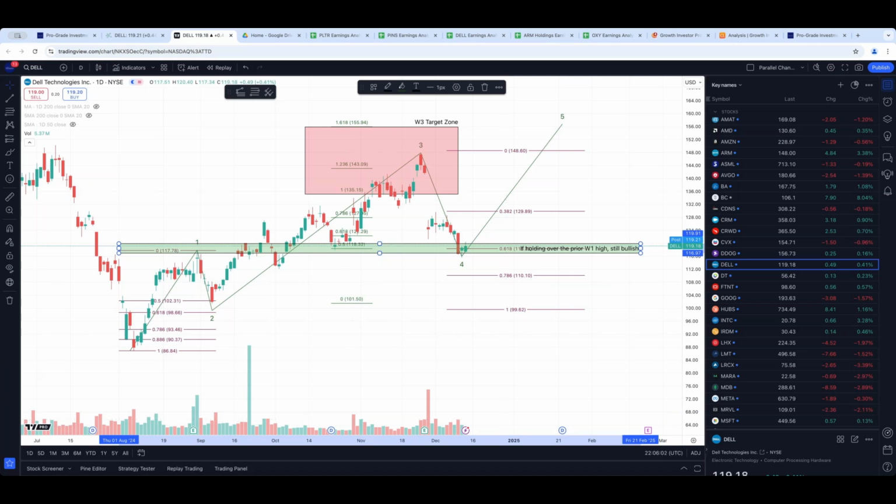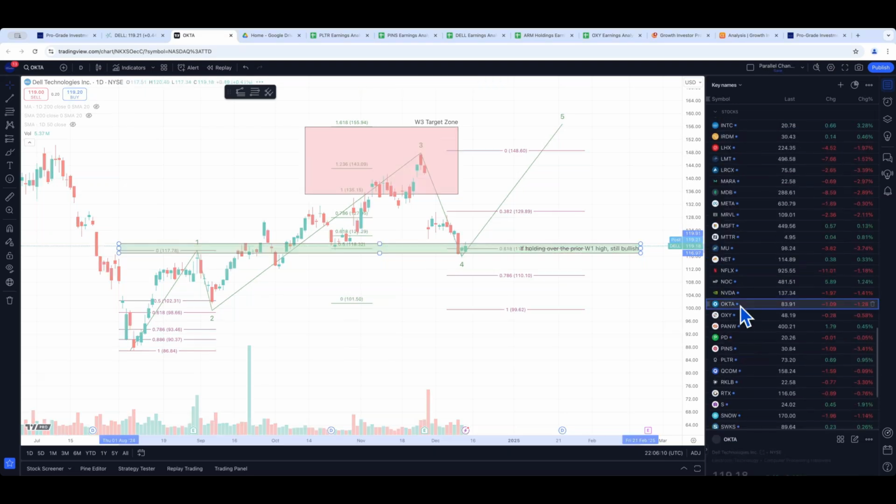Okay, in that case, let's take a look at Okta. Now, I don't have the fundamentals updated yet. I'll have those later on. But let's look at the chart. Now, this is a cybersecurity stock.